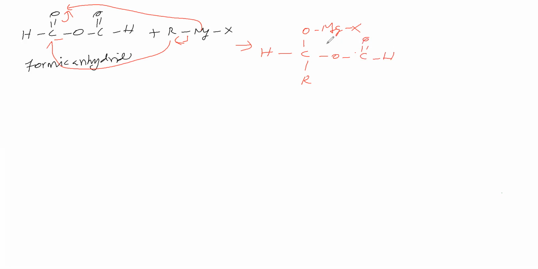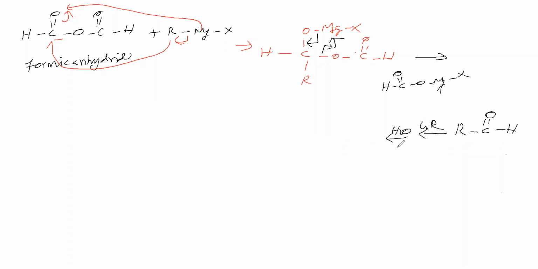Okay, next what is happening, we will see. In the next step, this bond is migrating here, this bond is migrating here, and attacking this Mg. Therefore, HCOO MgX is leaving, and an aldehyde is obtained. The aldehyde reacts with the Grignard reagent, and hydrolysis in the presence of acid gives a secondary alcohol.